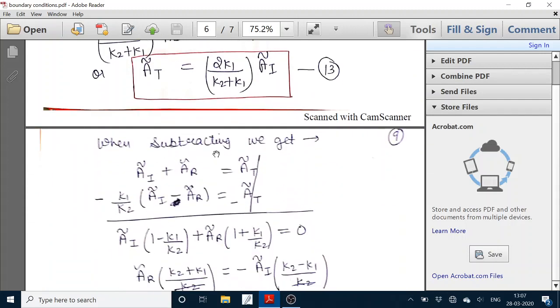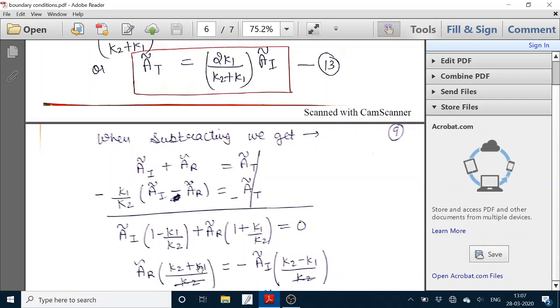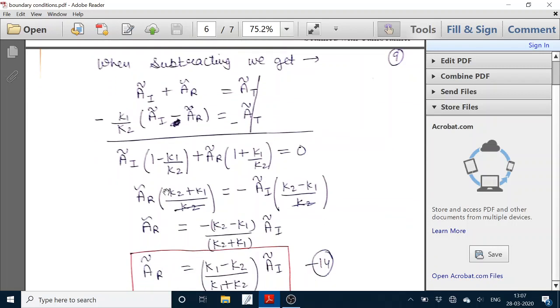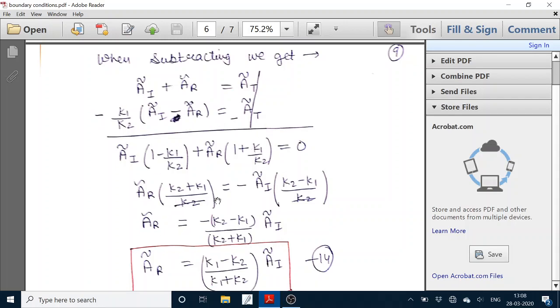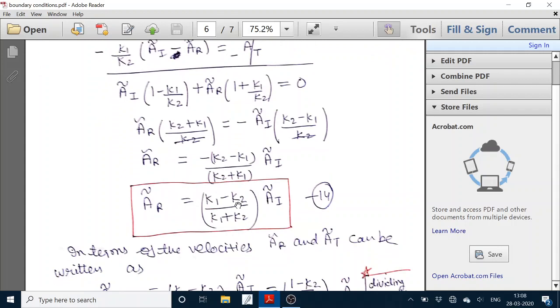Secondly, we subtract the same two equations to solve for ar. So at and at cancel out, and here we have ai minus (k1 by k2) ai. Taking ai common, in brackets we have 1 minus k1 by k2, and similarly here negative and negative turns positive, so ar into (1 plus k1 by k2). From this, on rearranging, we get the value of ar as (k1 minus k2) upon (k1 plus k2) into ai.